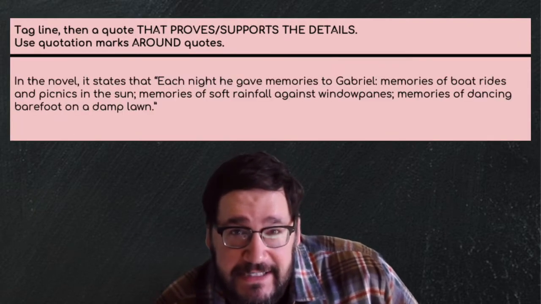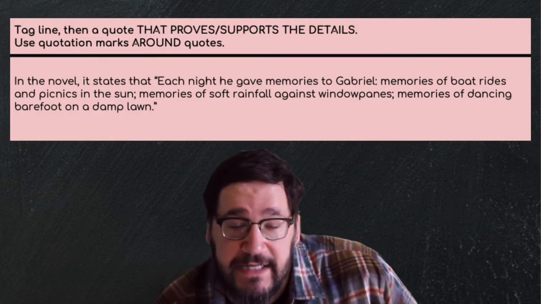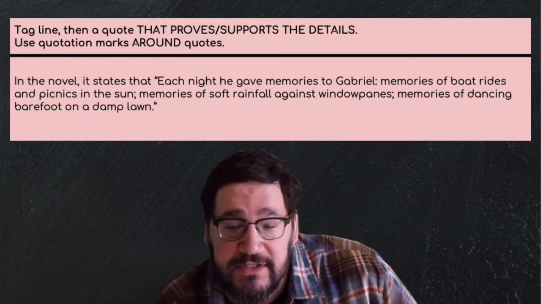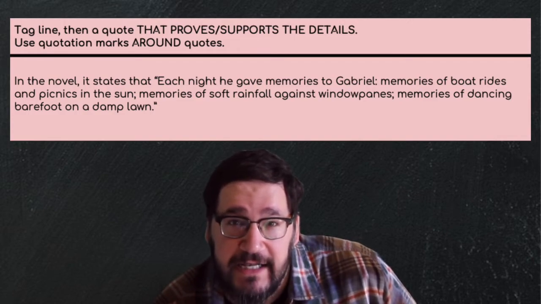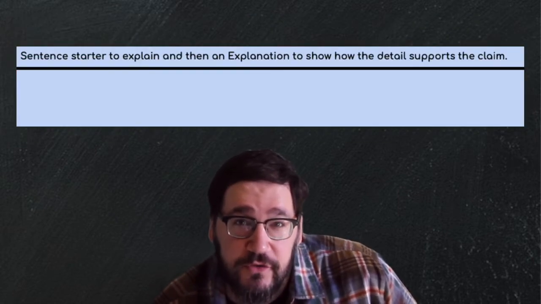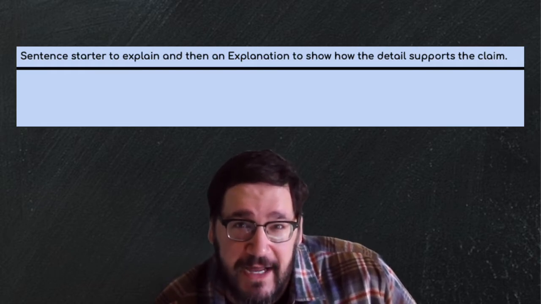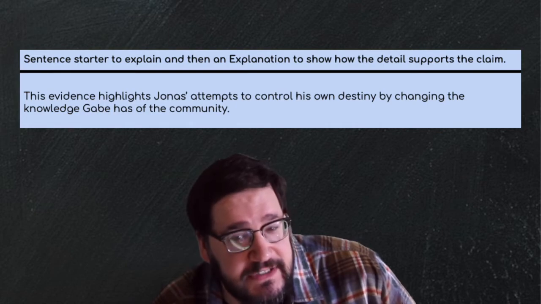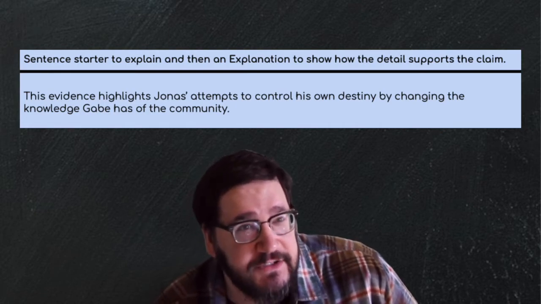In the novel, it states that each night he gave memories to Gabriel. Memories of boat rides and picnics in the sun, memories of soft rainfall against window panes, of dancing barefoot on a damp lawn. Next, we're going to go to another sentence starter and then our explanation of that quote. Let's take a look at my example. This evidence highlights Jonas's attempts to control his own destiny by changing the knowledge Gabe has of the community.